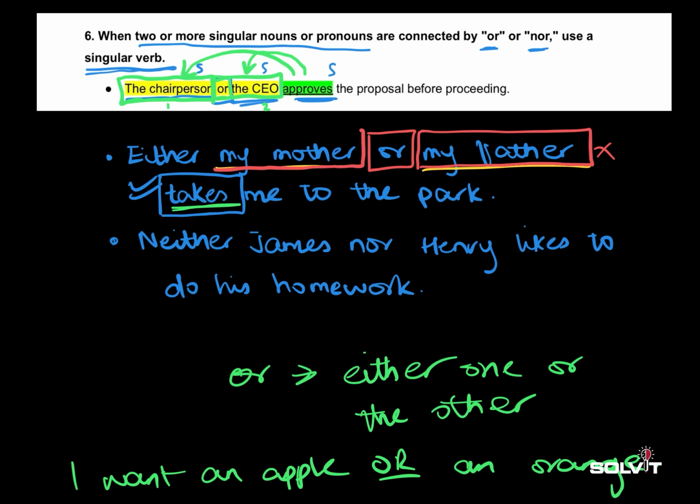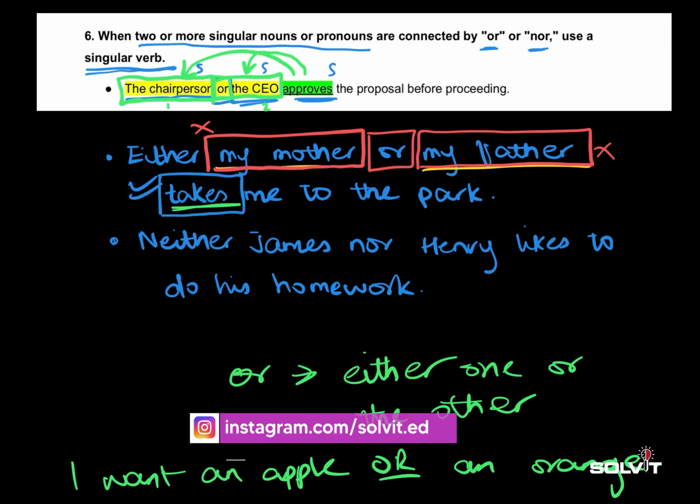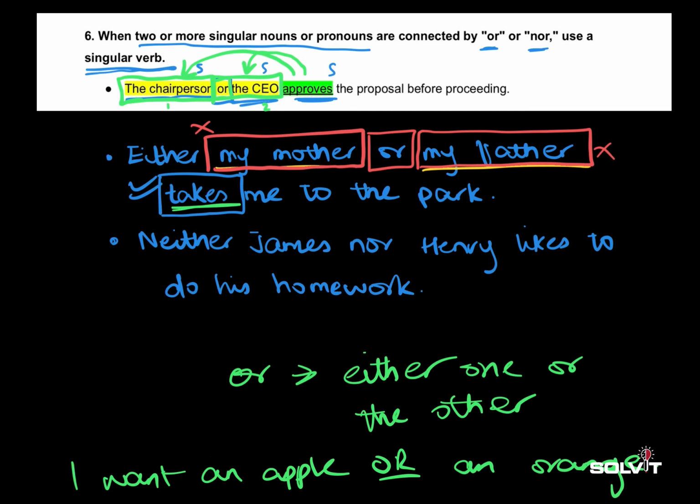Similarly, if you omit the first subject, you imagine for a second that it's not there and you look at the second one. So it's going to read my father takes me to the park, right? It's not going to be my father take me to the park. So you have to treat the subject as singular, and similarly your verb will also be singular. Now let's look at the second sentence. Neither James nor Henry likes to do his homework.